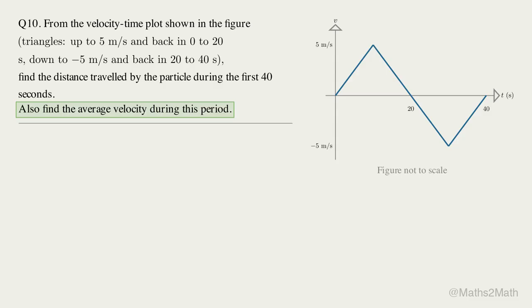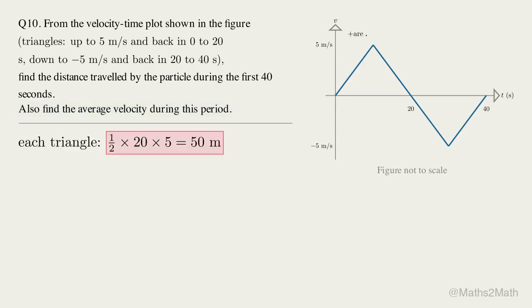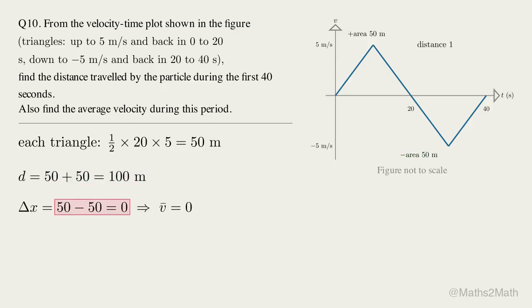Displacement lets them cancel. Each triangle has area, half of 20 seconds times 5 meters per second, 50 meters of travel. The distance is 50 plus 50, 100 meters. But the second triangle is below the axis. Displacement plus 50 minus 50 is 0, so the average velocity is 0.